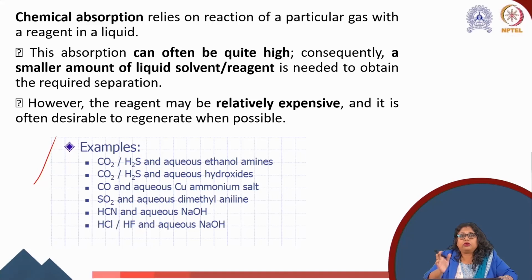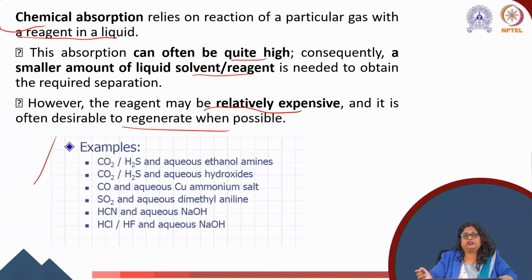Because there is a large solvent requirement in physical absorption, chemical absorption is also preferred, and it relies on the reaction of a particular gas with a reagent in a liquid. So this absorption can often be quite high. Consequently, a smaller amount of liquid solvent or reagent is needed to obtain the required separation. However, the reagent or solvent may be relatively expensive, and it is often desirable to regenerate it whenever possible.